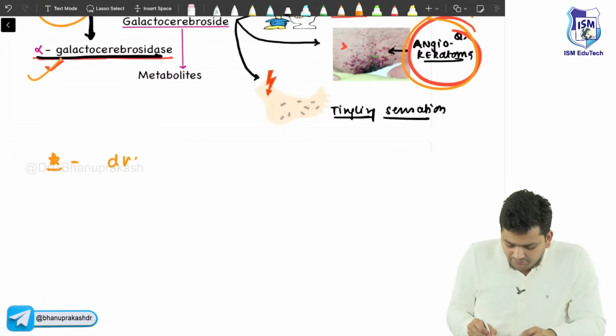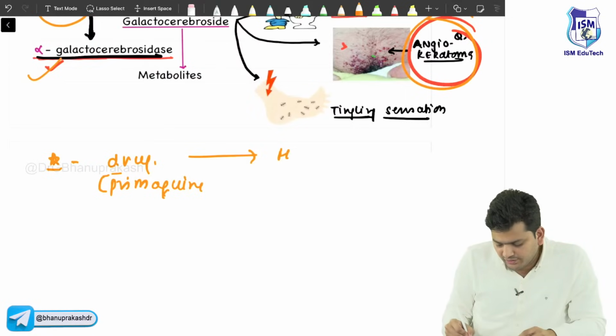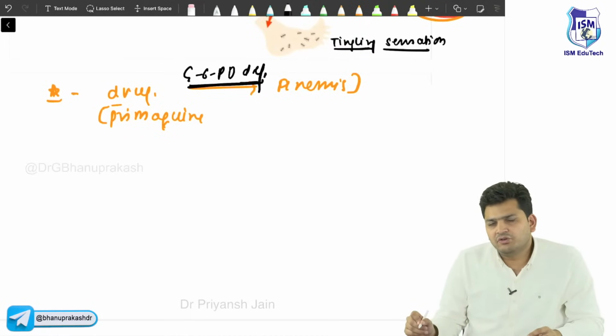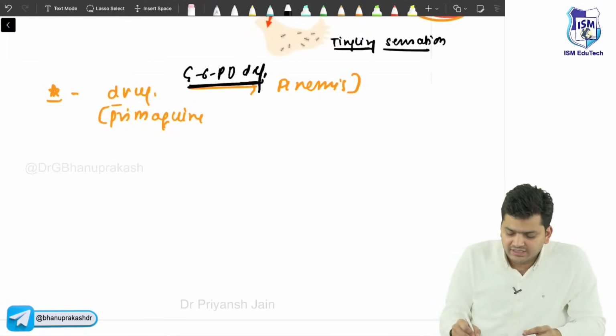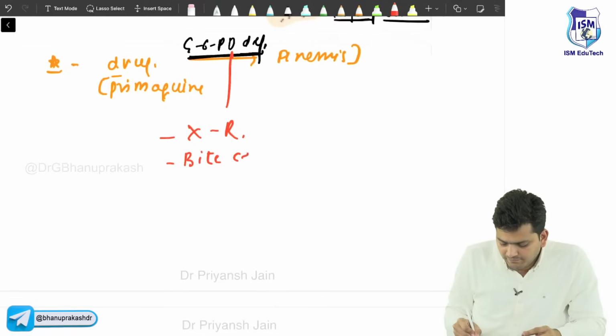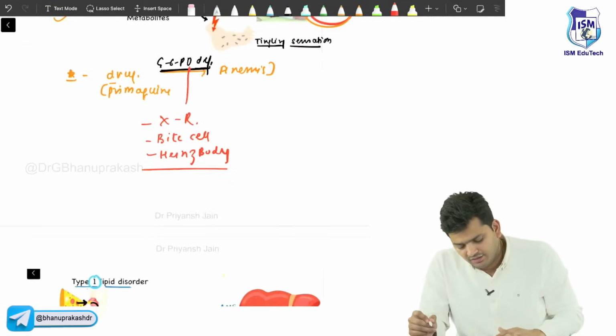Here I am adding one more point. If they say that we have given a drug, say for example primaquine, and after giving primaquine, all of a sudden the patient develops anemia. After giving a drug, the patient is developing anemia. They are talking about G6PD deficiency anemia. If they give a history of drug and after that the anemia is happening, it is G6PD, and G6PD is an X-linked recessive disorder. Bite cells are seen and Heinz bodies are seen. This is G6PD, right?